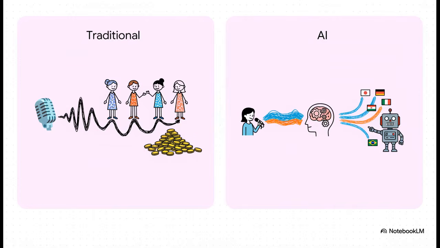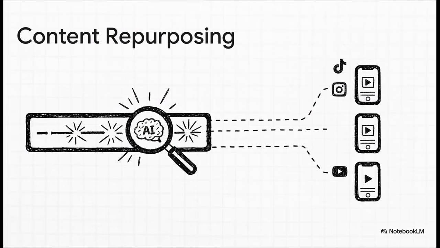Traditionally, it's slow, it's incredibly expensive, and you have to hire and coordinate with a bunch of different voice actors. The AI approach, it's instant. And what's absolutely amazing is that it can actually preserve the sound and tone of your original voice, just speaking a brand new language. Another huge headache for creators is repurposing content, right?